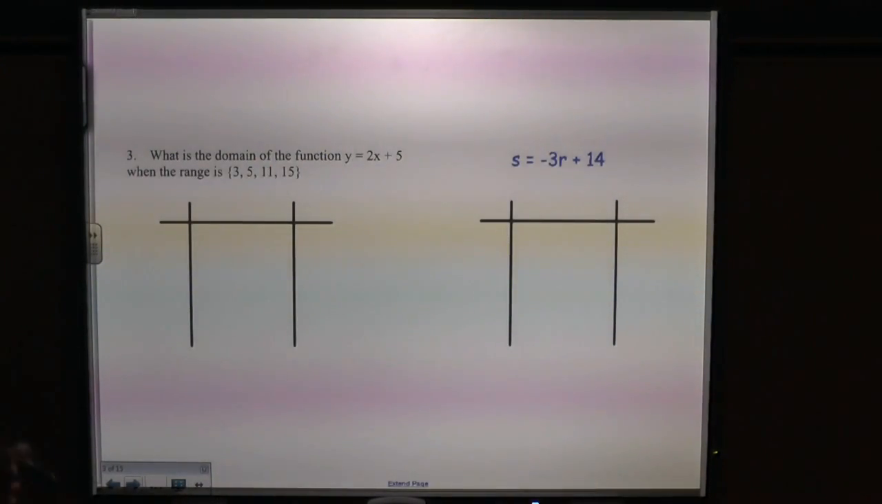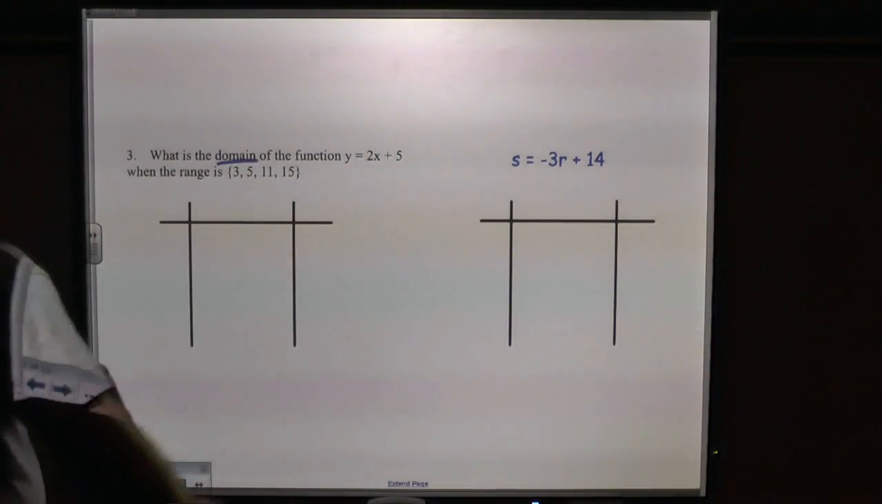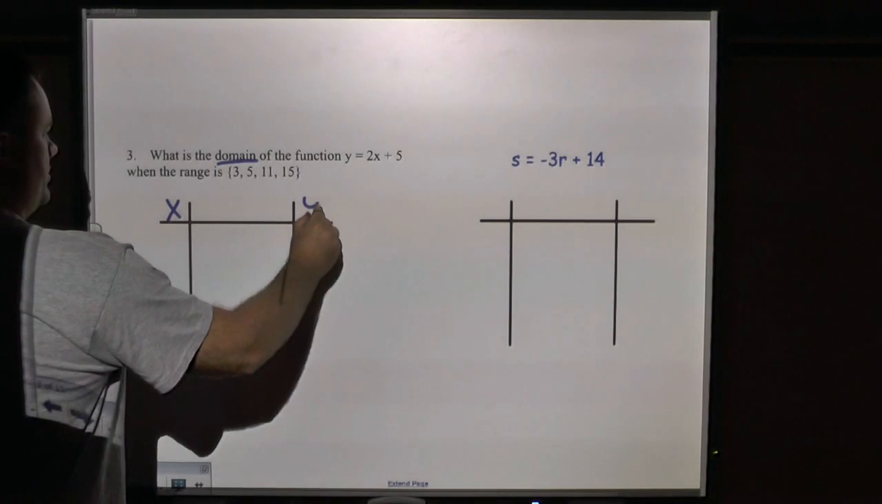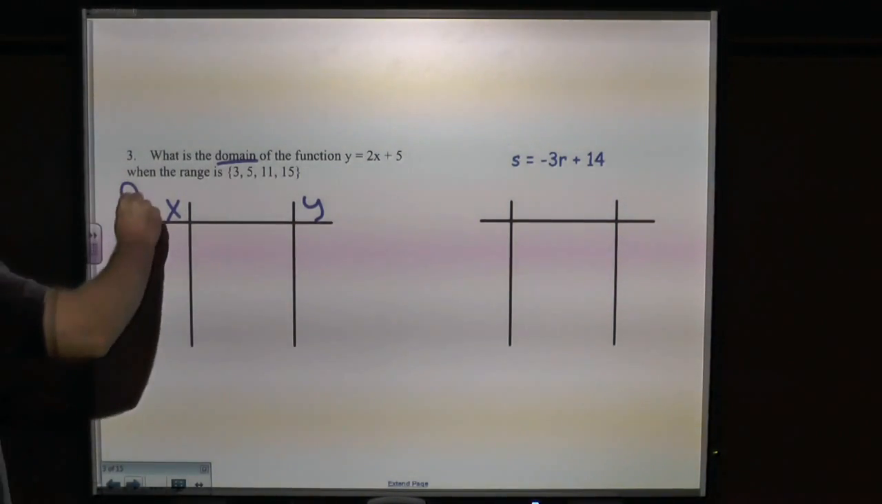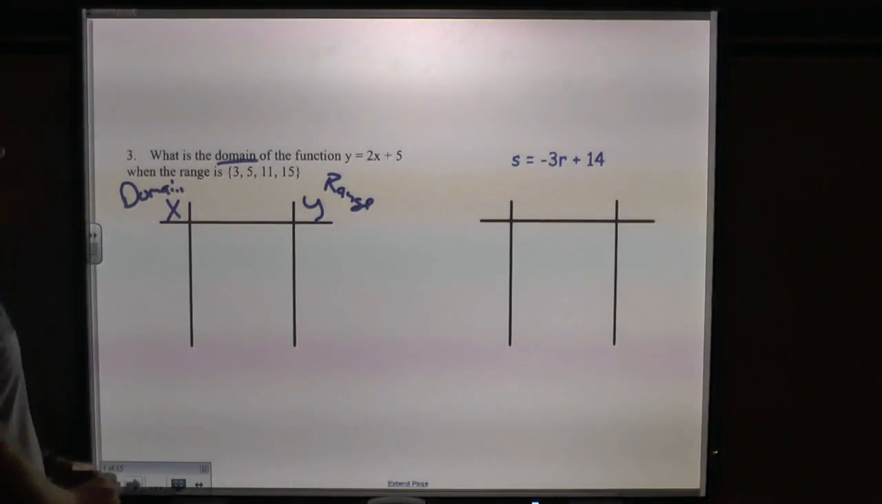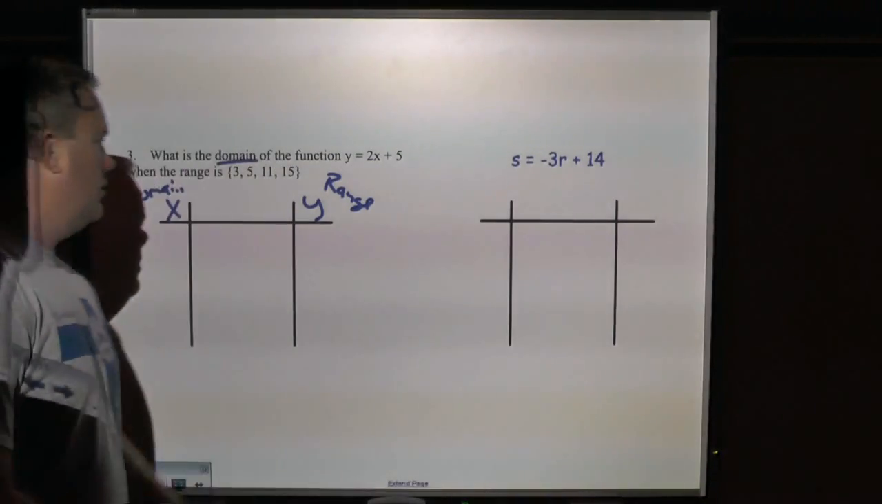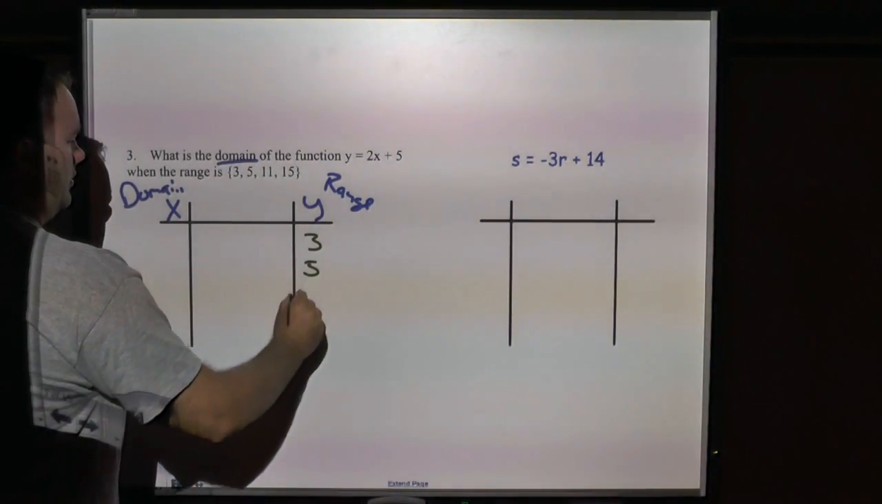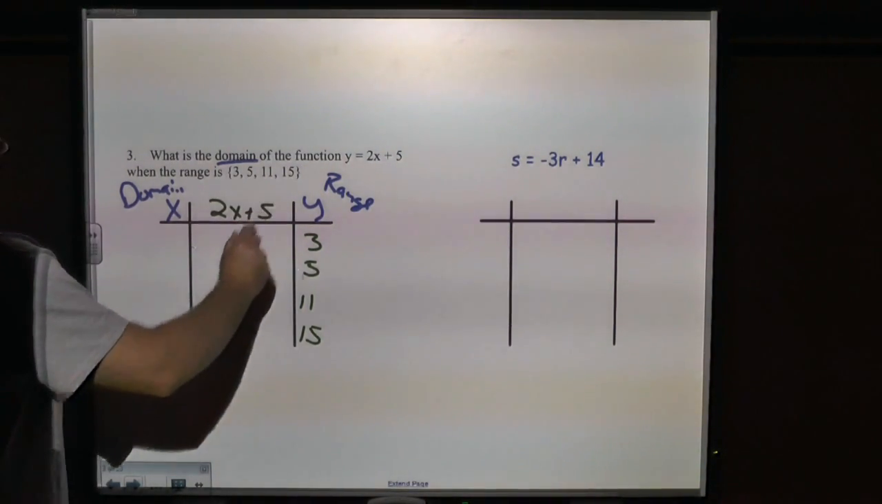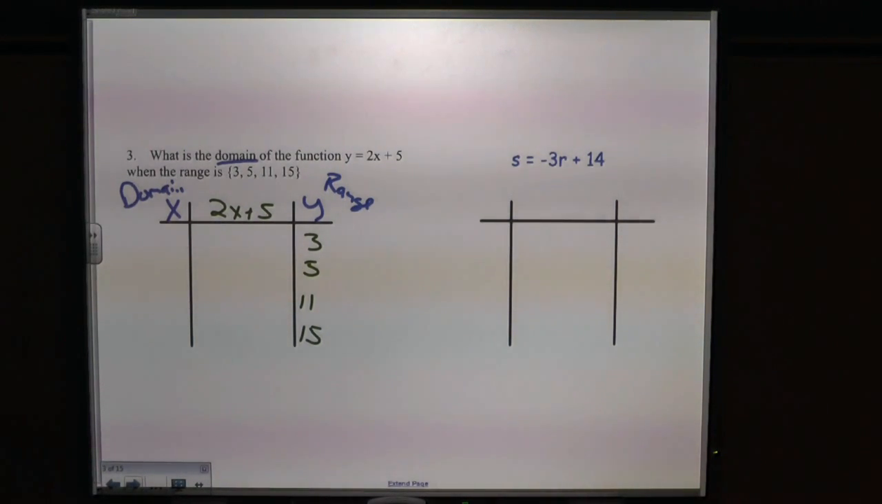All right. So this one's a little different. This one is backwards. This one asks, what is the domain of the function y equals 2x plus 5 when the range is 3, 5, 11, and 15? So as you go through this and you look at it, x coordinate and your y coordinate, so your domain, and then your range, you're given the range. You're given the y coordinate, not the x coordinate in this case. Your function is still 2x plus 5. But you're going to have to do something different to be able to find the answer to this one.